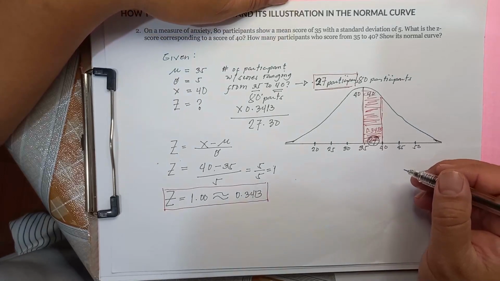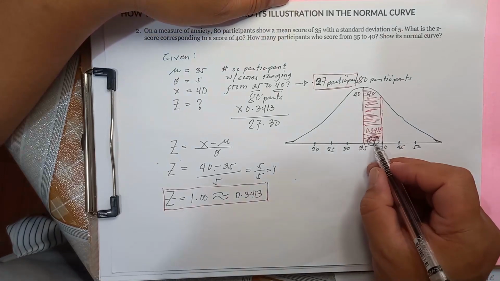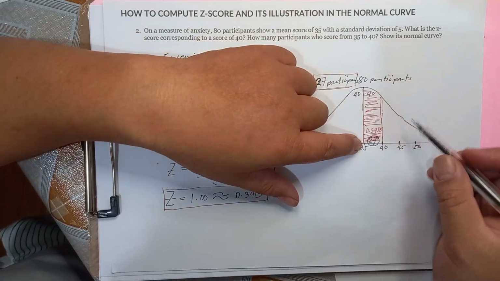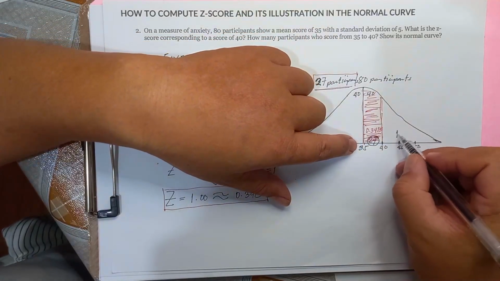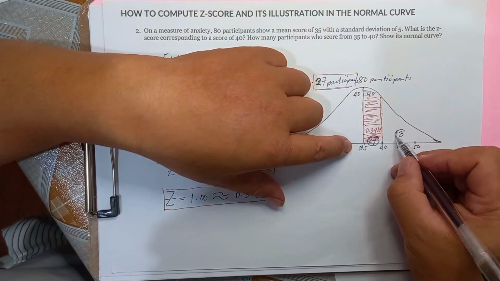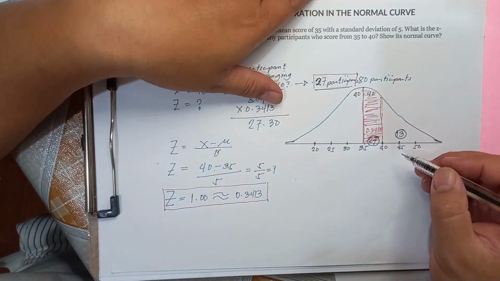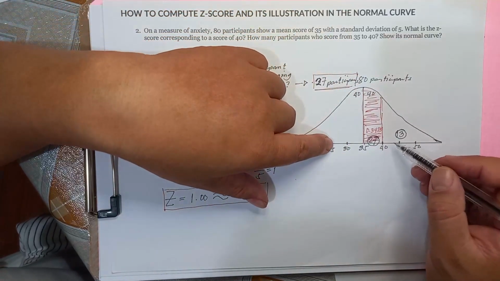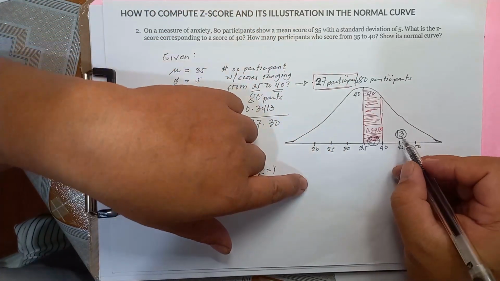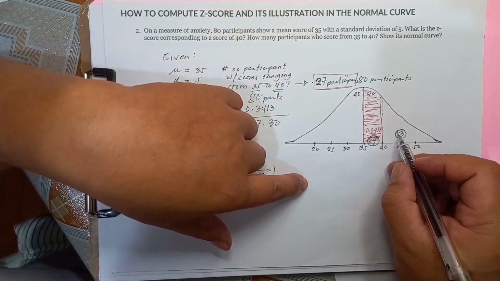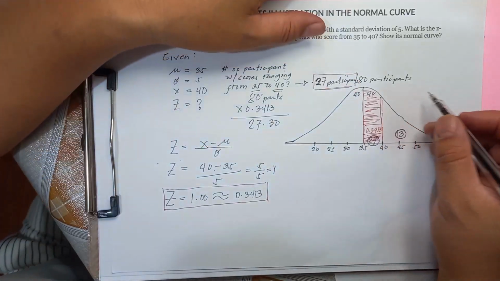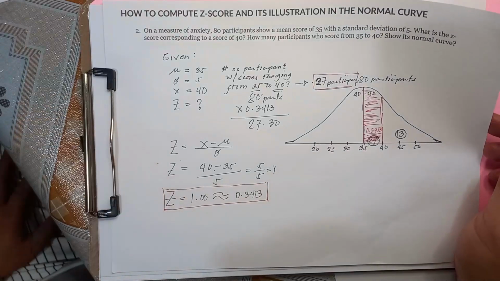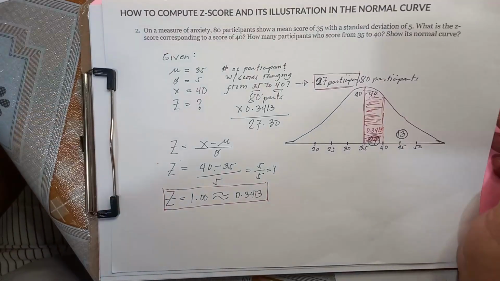Of course, if there are 27 participants from 35 to 40, you expect that there are 13 participants who have a score greater than 40. If you add these, it is 40, which is half of the 80 participants. So that is the problem. I hope you understand the problem. Thank you.